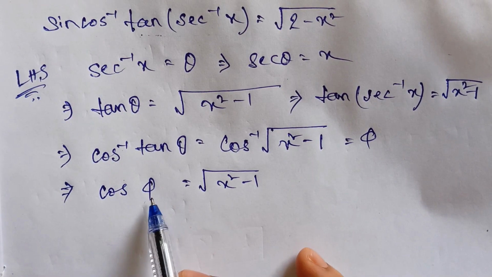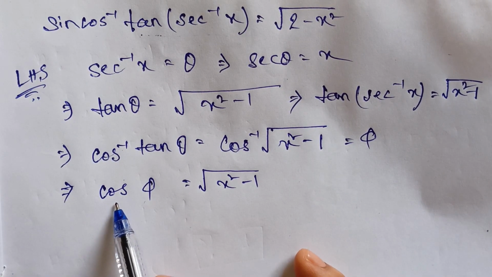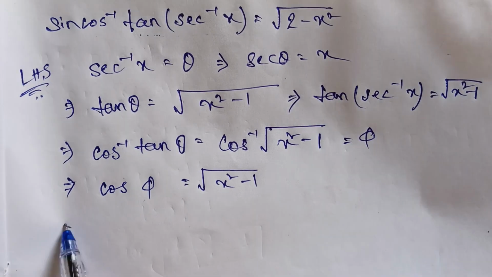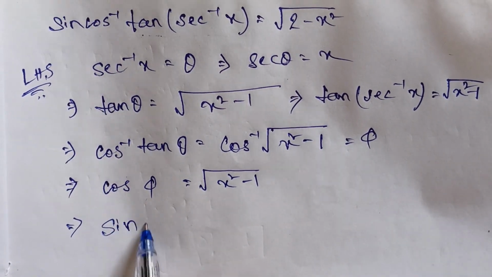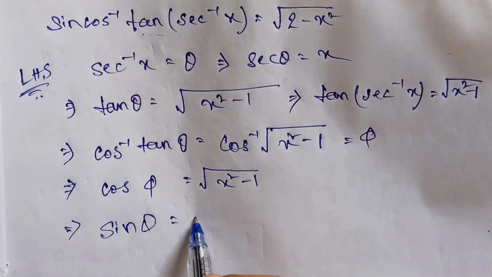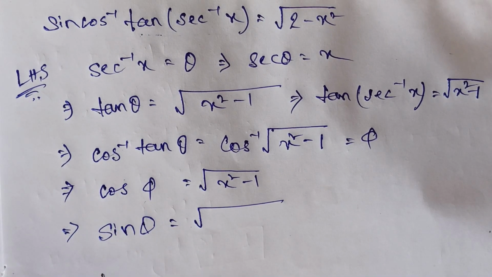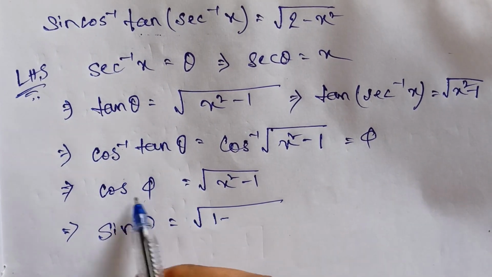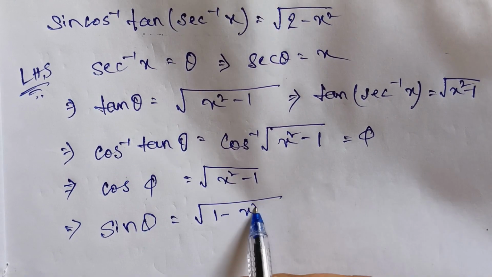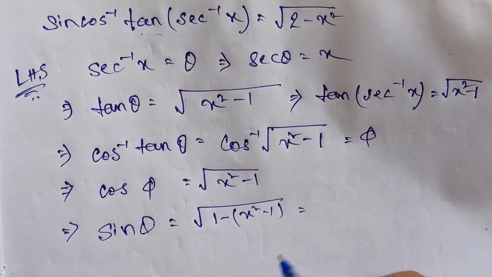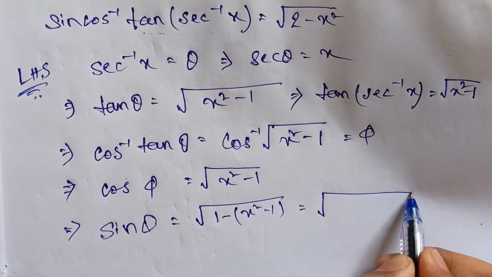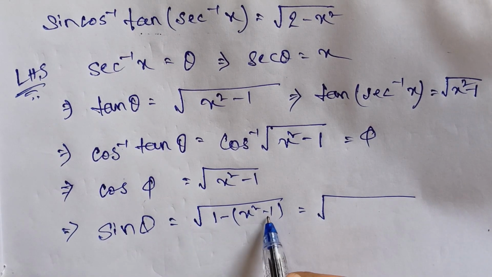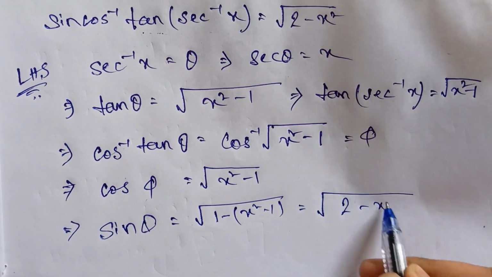So from this value of cos phi we need to find sin phi. So sin phi equal to root over 1 minus cos square phi. So 1 minus cos square phi means 1 minus (x square minus 1) under bracket, which is equal to root over 1 plus 1 minus x square, that is root 2 minus x square.